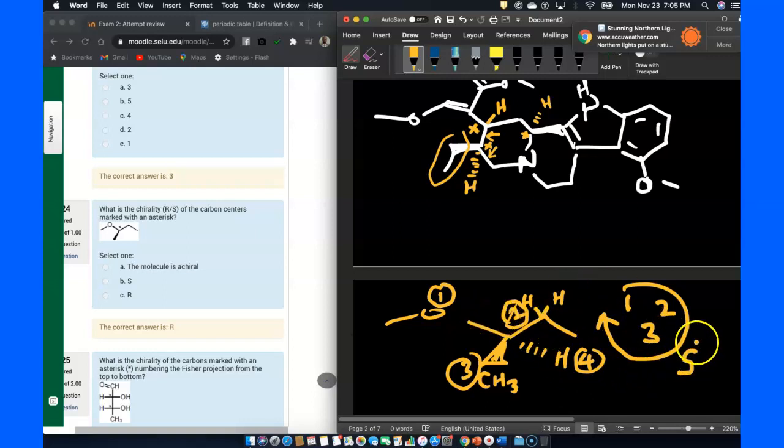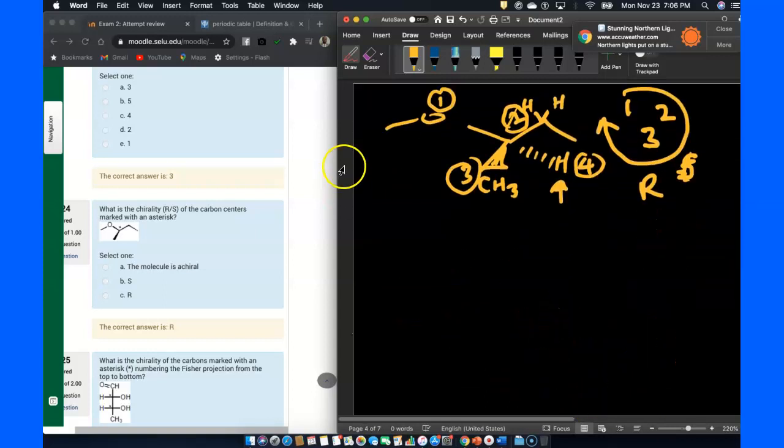No, it's not. It's going clockwise, so it's not an S, it's an R because we're going clockwise. And we keep the R because the smallest group is away. So that was for 24. Or of 25.